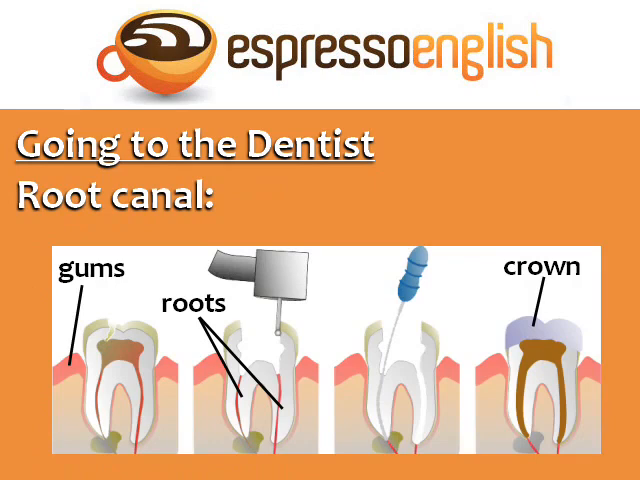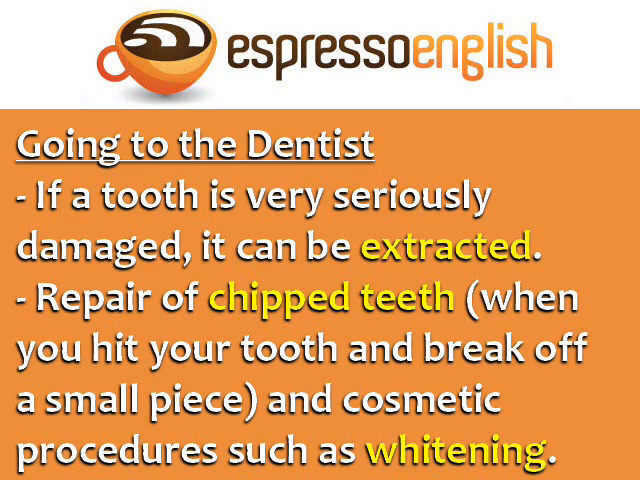If the tooth is badly decayed, then it might be necessary to perform a root canal, when the nerves and blood vessels inside a tooth are completely removed, filled with an artificial material, and the top of the tooth is protected with a crown. Finally, if a tooth is very seriously damaged, it can be extracted, removed.